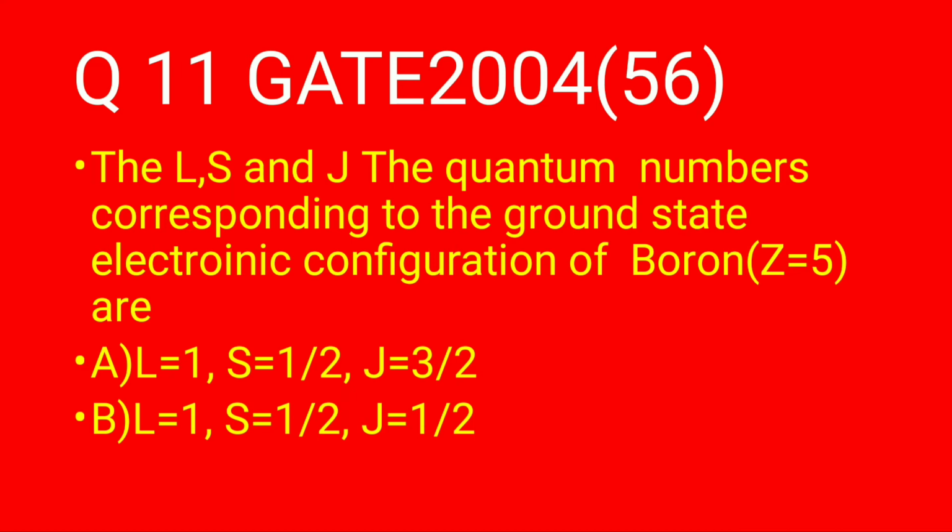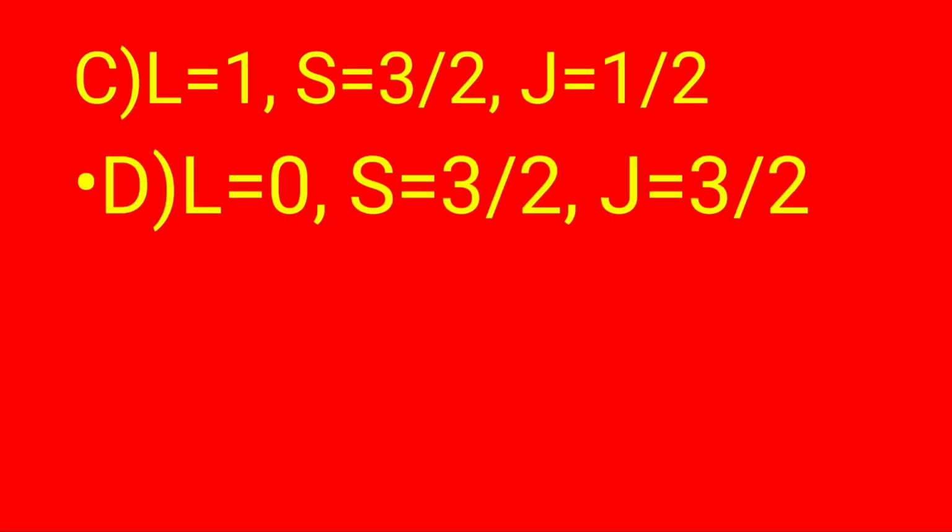Question number 11. The L, S and J quantum numbers corresponding to the ground state electronic configuration of boron, Z equal to 5, are option A, L equal to 1, S is equal to 1 by 2, J equal to 3 by 2, B, L equal to 1, S is equal to 1 by 2, J equal to 1 by 2. Option C, L equal to 1, S is equal to 3 by 2, J equal to 1 by 2. Option D, L equal to 0, S is equal to 3 by 2, J equal to 3 by 2.